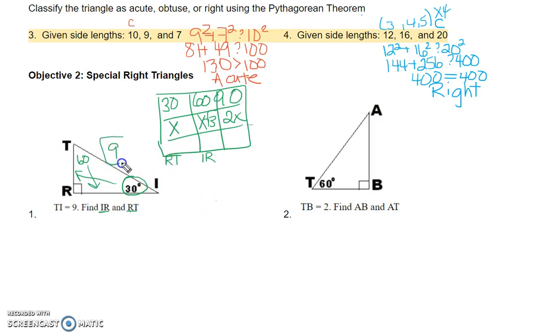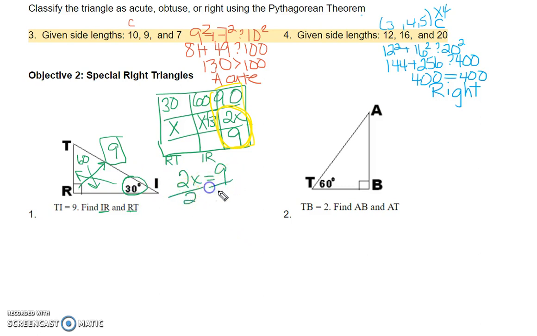I'm given 9. 9 is directly across the 90-degree side, so 9 is what's going to go in my bottom row. Since I have this row and this column completed, I'm going to make an equation with these two values, the 2x and 9. So here's my equation: 2x is equal to 9.